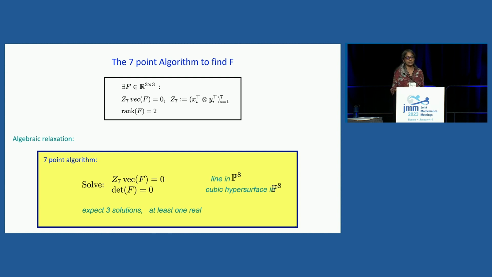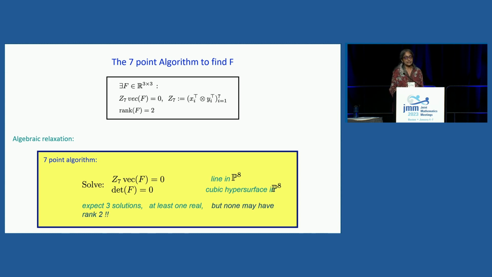OK, so the real part is not so difficult. But the problem is none of these matrices may be rank 2. So even though this is the generic pipeline for constructing these F matrices, it can often fail. It may not be that you can actually construct an F through this procedure.